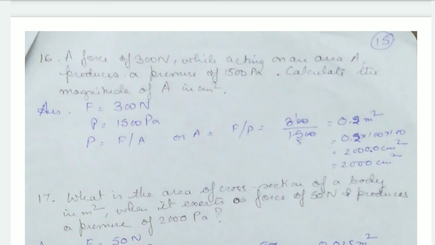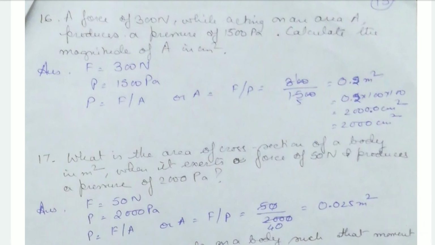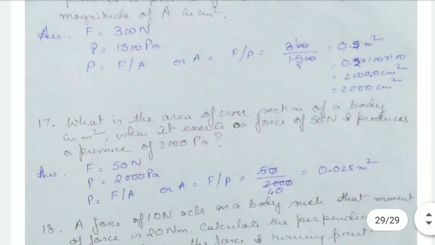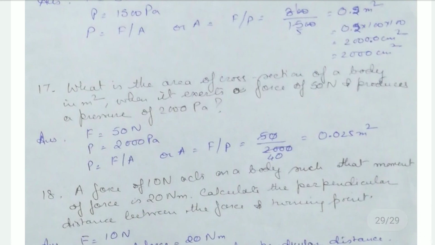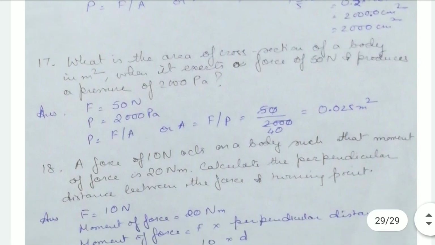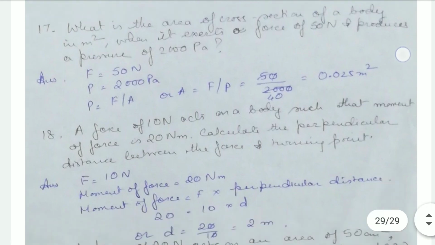So pressure is equal to force by area, or area is equal to force by pressure. That gives 200 centimeters square. I mean 2000 centimeters square. Then what is the area of cross section of a body in meter square when it exerts a force of 50 Newton and produces a pressure of 20,000 pascals? So force is given as 50 Newton and pressure is given as 2000 pascals. So pressure is equal to force by area, or area is equal to force by pressure, and that gives us 0.025 meters square.